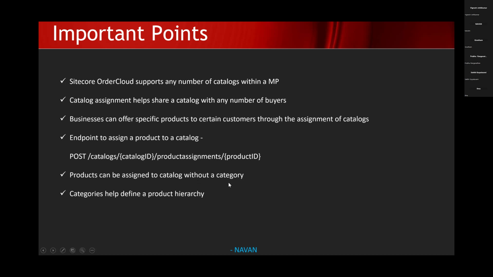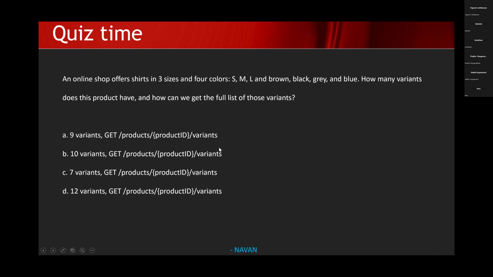Products can be assigned to a catalog without a category. Categories help define a product hierarchy. An online shop offers shirts in 3 sizes and 4 colors: small, medium, and large. Then the colors are black, brown, gray, and blue. How many variants does this product have? Or how can we get the full list of those variants? So once you figure out the number, then the other thing is pretty straightforward, right? 3 into 4, that's how we calculate the variants. So questions are fairly straightforward, not too complicated.